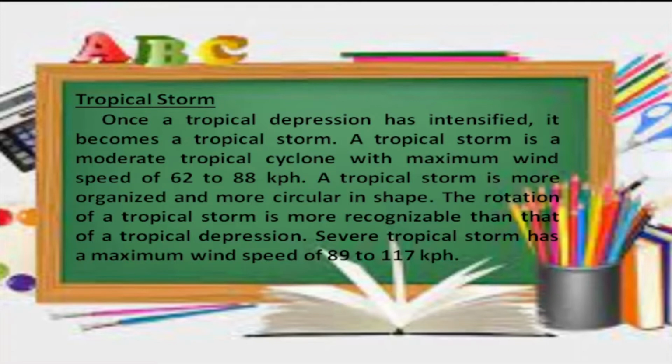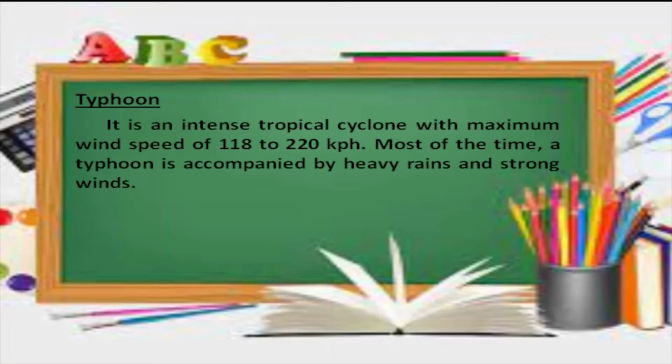Severe tropical storm has a maximum wind speed of 89 to 117 km per hour. Another classification is typhoon. It is an intense tropical cyclone with maximum wind speed of 118 to 220 km per hour. Most of the time, a typhoon is accompanied by heavy rains and strong winds.